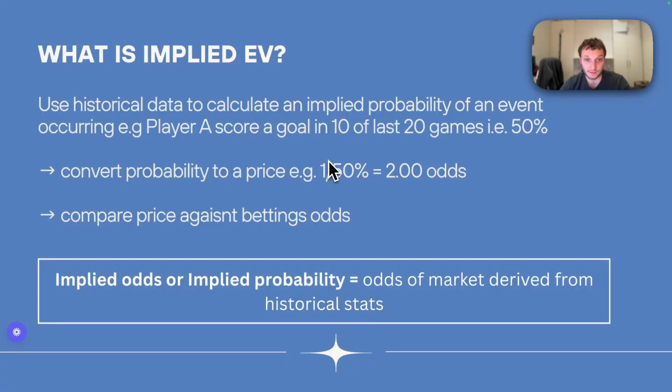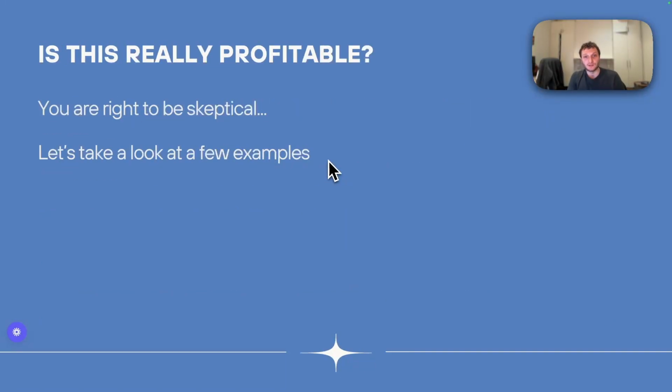If we can find betting odds that are greater than the implied odds, we may have a good betting opportunity. So you may be thinking, that seems a bit too easy. Is this really a profitable strategy? And you're definitely right to be skeptical. It is not that straightforward.